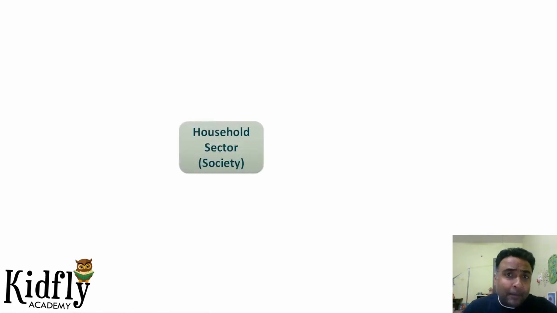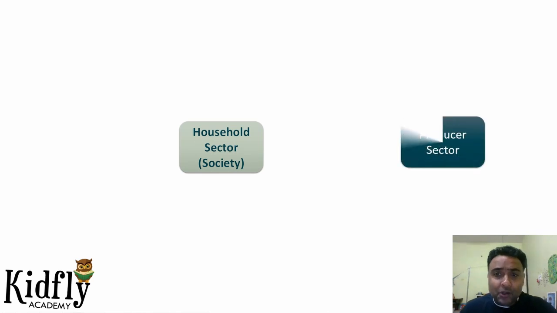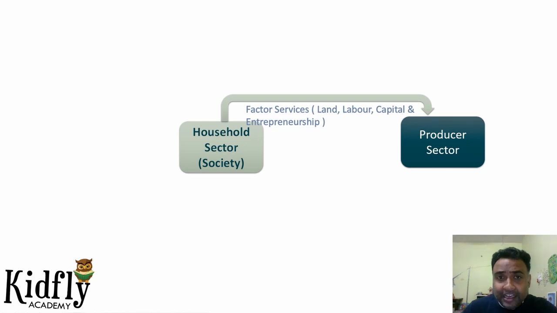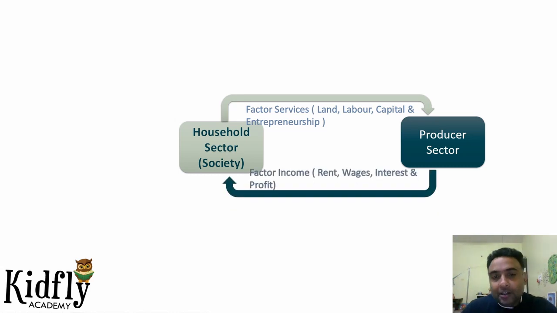So moving ahead, seeing the sectors, which are the household sector, popularly known as the society, and the producer sector. The producer sector is involved in the production of goods and services. To produce that, they need factor services, and the factor services are land, labor, capital and entrepreneurship. They get these factor services from the household sector, and against the use of these factor services, they pay factor income to the household sector in the form of rent, wages, interest and profit.